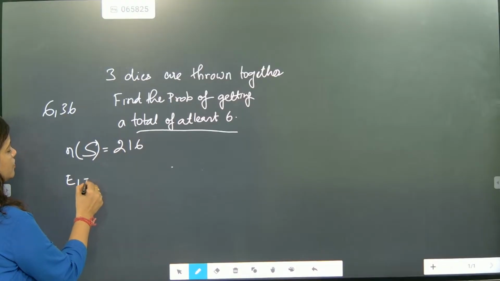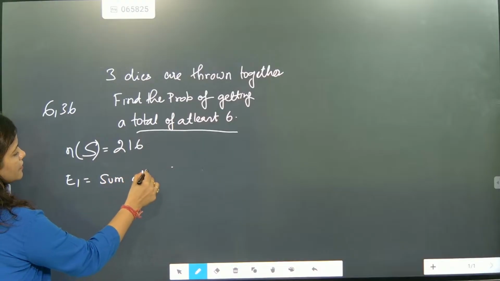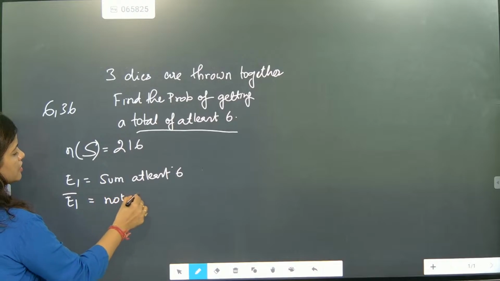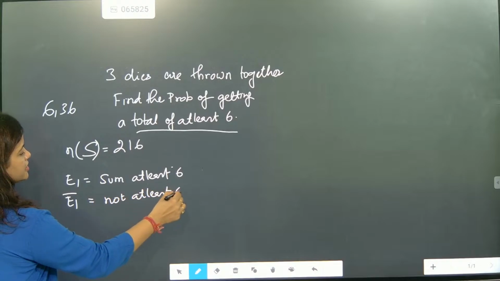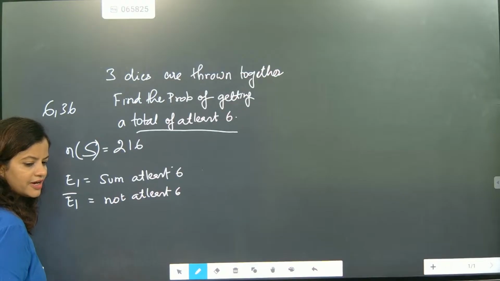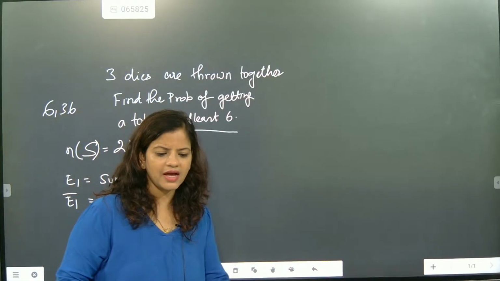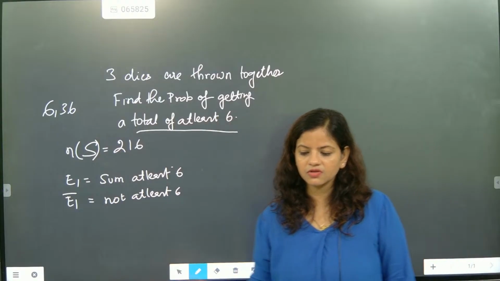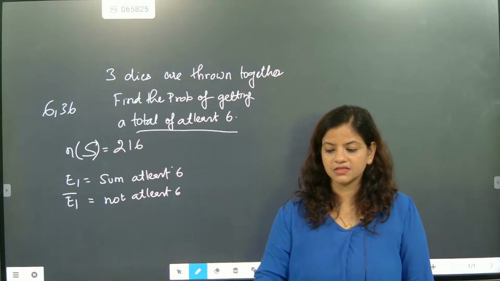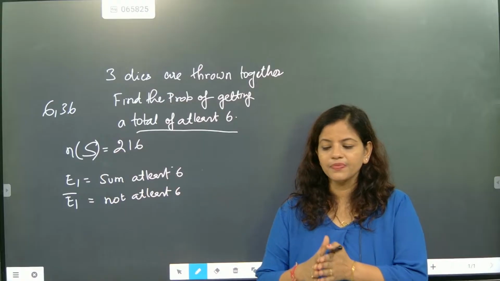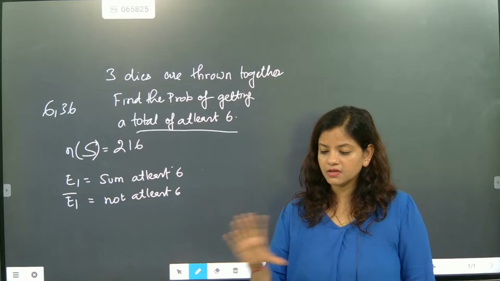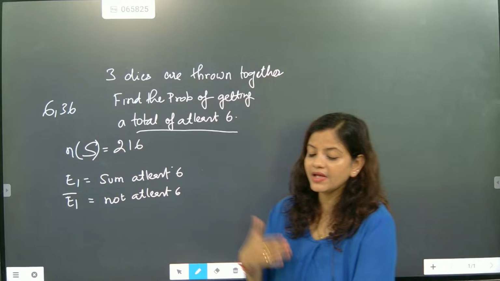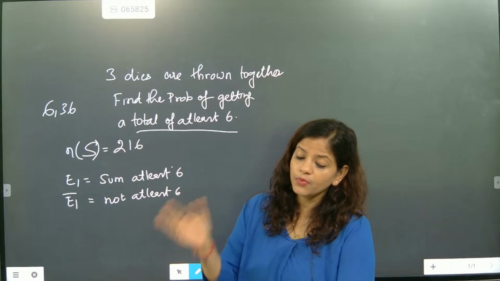Okay, so we are going to write sum at least 6, and this one sum not at least 6. Understood? Not at least 6 means less than 6. The opposite of at least 6 is not at least 6. See, understand one thing. I'm saying I'm starting the work. Starting the work means I'm eating at least two chapatis. If I say I'm eating at least two chapatis, then what is the opposite of that statement?